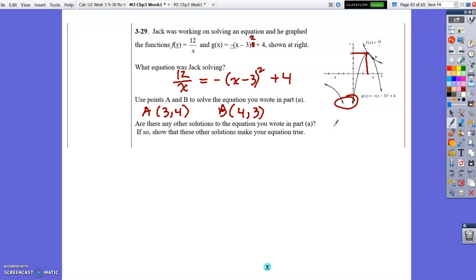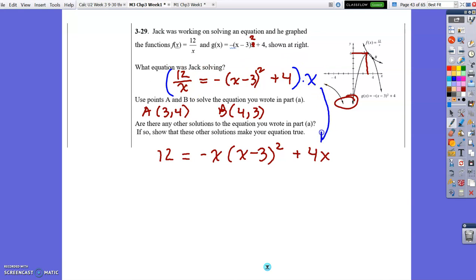I'm not sure how that will help us, but I'm going to go ahead and get rid of x from the denominator here. So we get 12 equals negative x, parentheses x minus 3 squared plus 4x. And so what I've done is just times everything by x. This whole thing got times by x once, and the 4 got times by x. Write that in blue. It led to that.